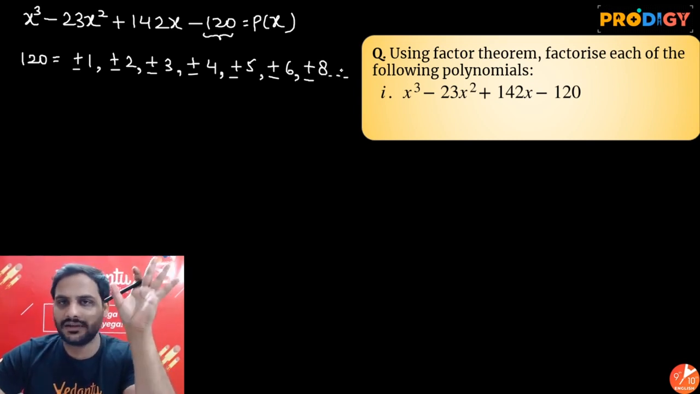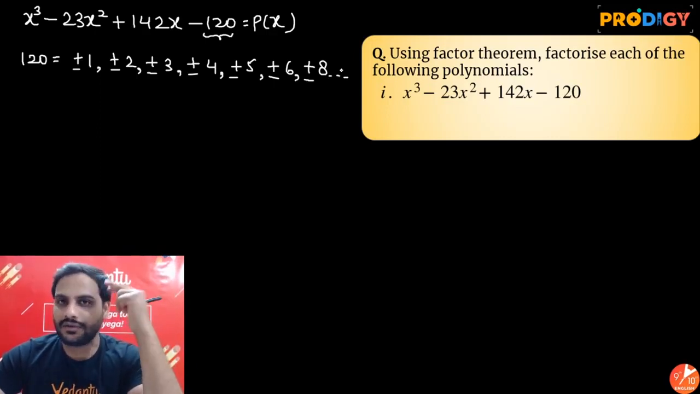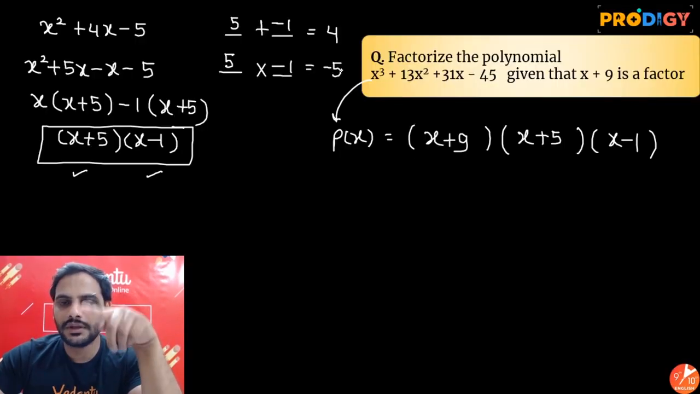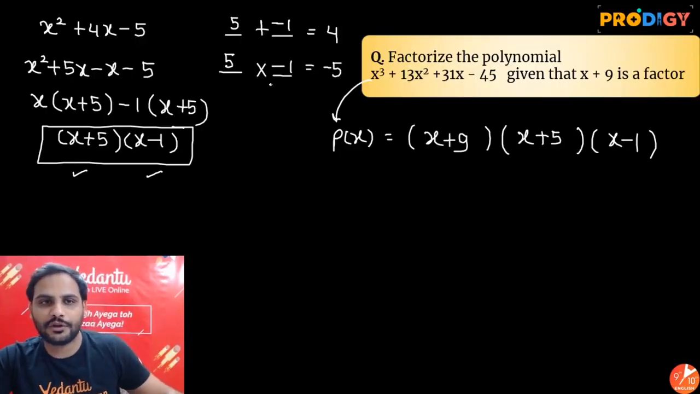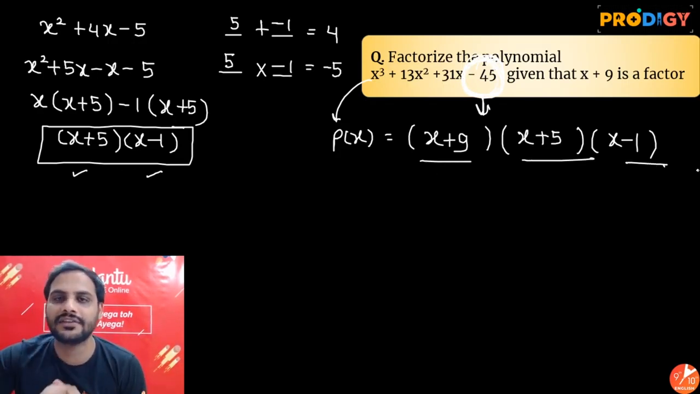Now I will say, beta, look, you don't have to go this far. Out of these, any one of them will definitely be a 0. Why? Try to use your brain. In the previous question, in this polynomial, how did this 45 come? Try to multiply these three polynomials.